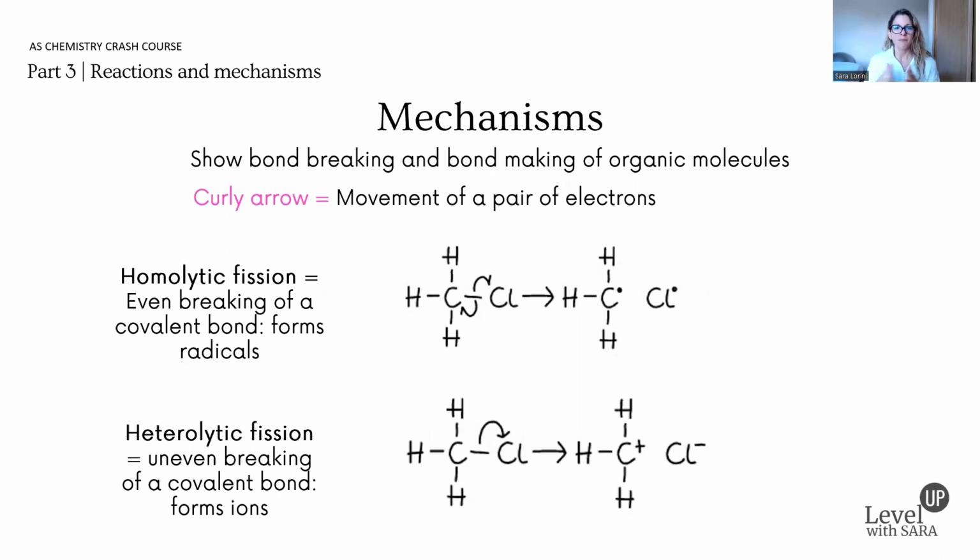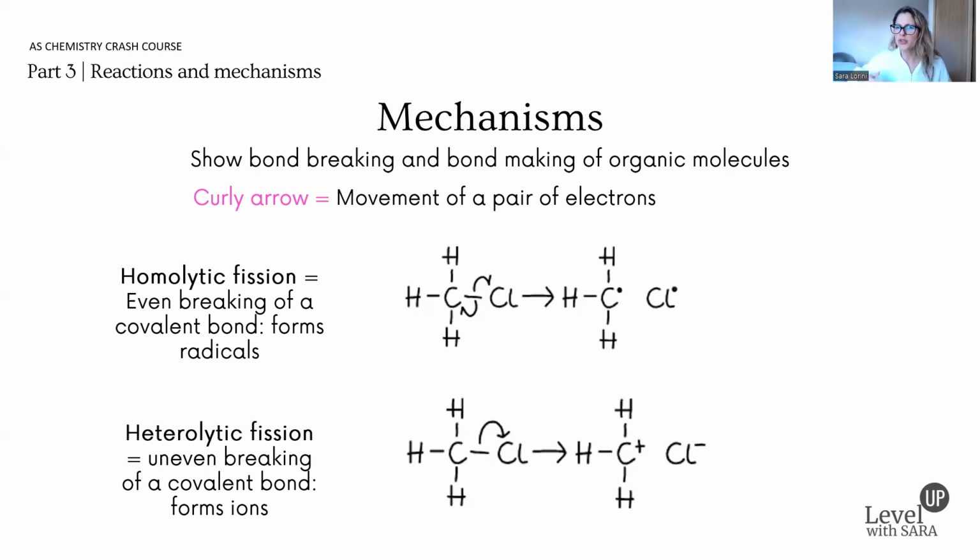These are always shown as curly arrows. The curly arrow is the movement of a pair of electrons, and those electrons will move to break a bond, or of course to form a bond. Homolytic fission is when it breaks evenly to form radicals, and this is just one mechanism that you'll come across, radical substitution.